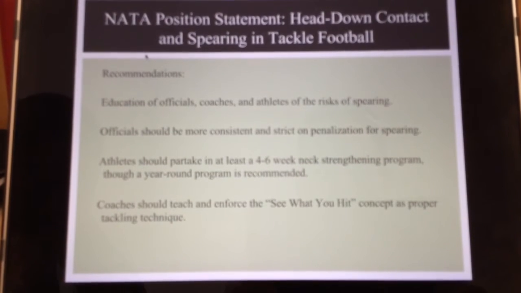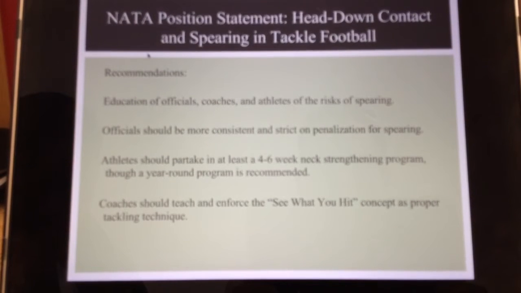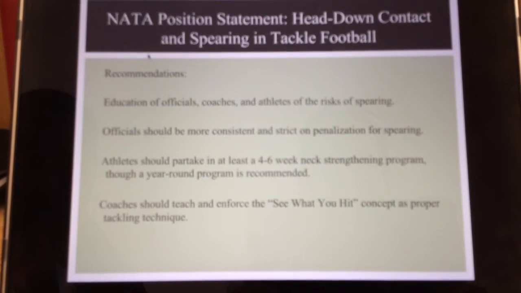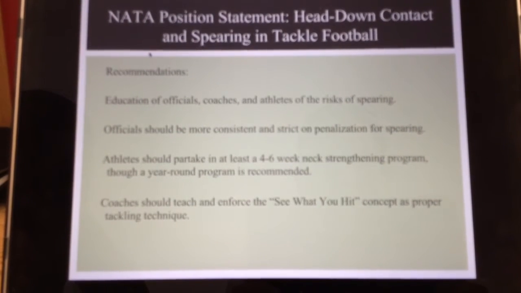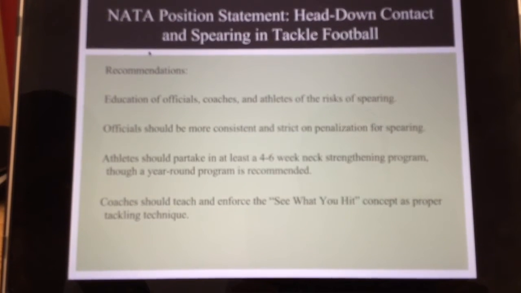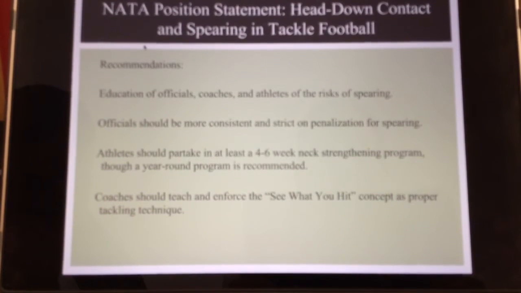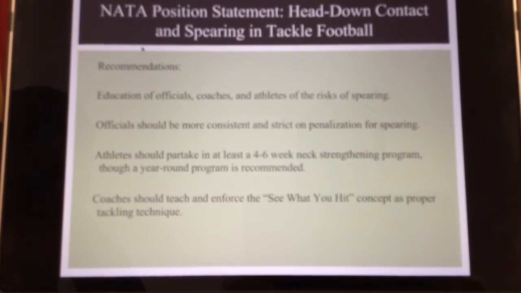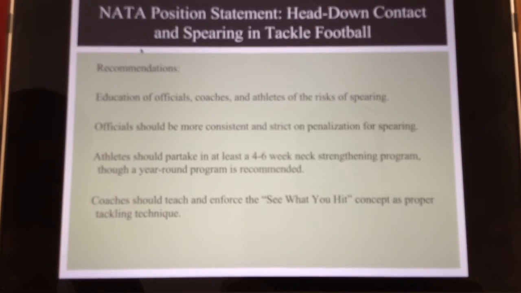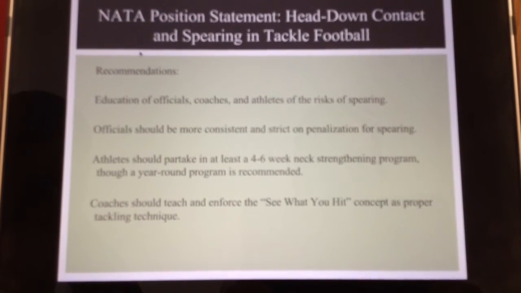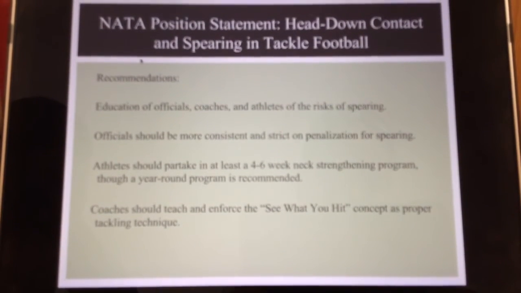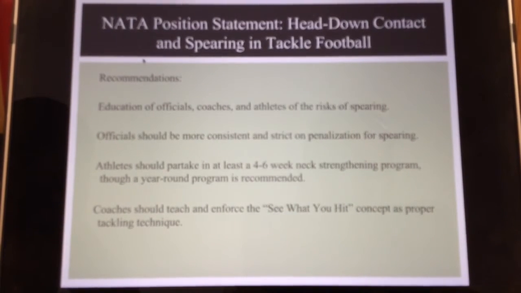Also, the neck strengthening program, and the coaches should teach and enforce the see-what-you-hit concept. It used to be face the numbers, but they thought that that would allow people to hit with a face mask more. They felt like that's more what it was teaching, but see what you hit keeps the head up and out of the way, which is the proper technique when you're tackling.